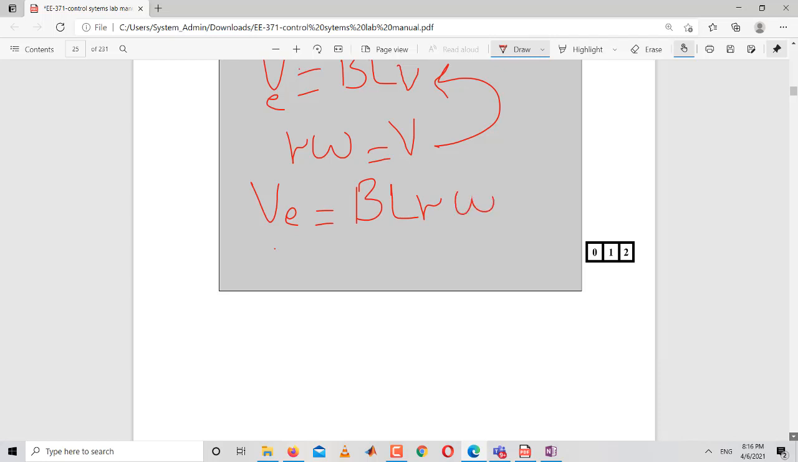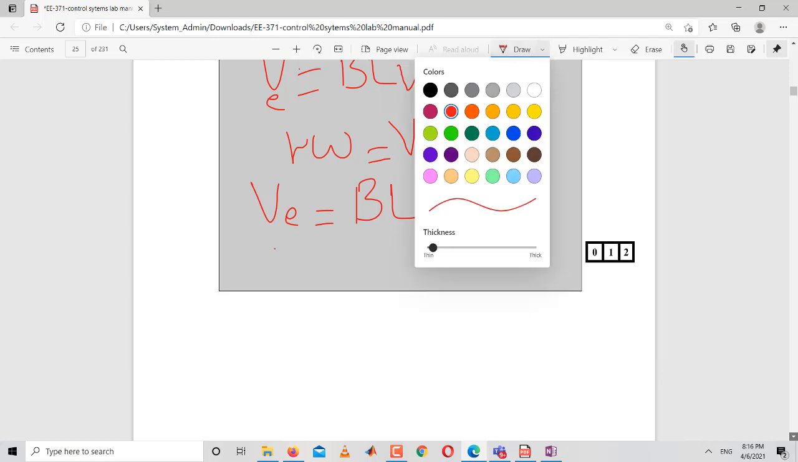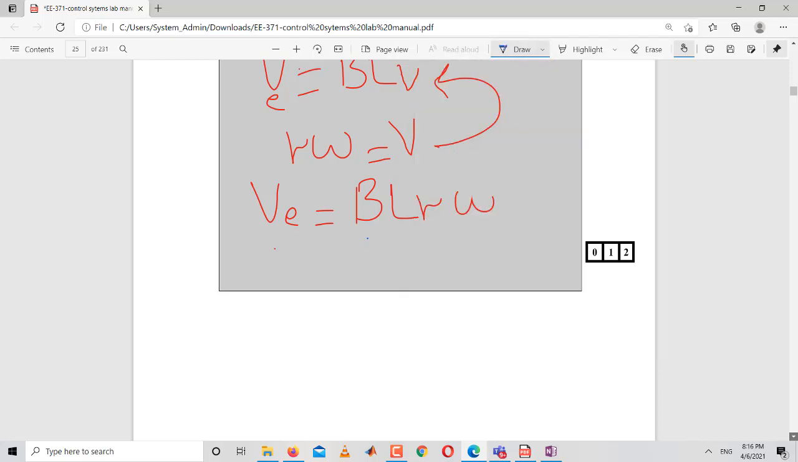Can you identify this same value B L R omega just in part 1? We just assumed this to be some constant, so we can replace it with Km or any value of K. So this is another constant, and now we see that back EMF voltage is directly proportional to the angular velocity.